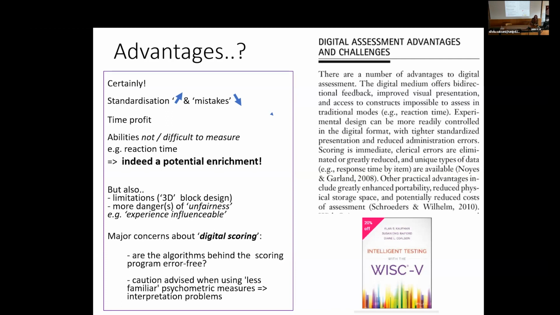Of course, I see advantages in standardization, fewer mistakes, you win time, you can measure abilities that are not possible otherwise. But I see, and let's look at the block design, unfairness. I think there's more unfairness possible, even experience or not. Think about my children all the time on the phone, but my neighbors are from different cultures and don't have those opportunities, and that makes a difference just in experience.